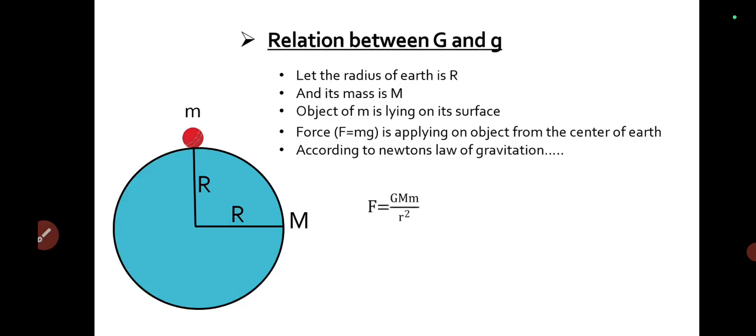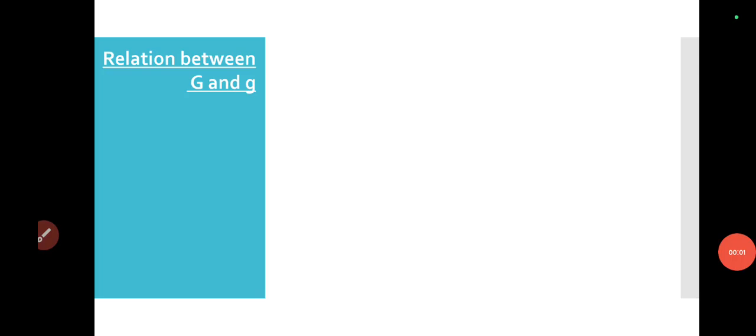So the formula of force is F equals G M m upon r square. But here small r is equal to capital R. So F equals G M m upon R square, which is the first equation. But F equals mg, which is the second equation. By comparing equation number 1 and equation number 2, we can write G M m upon R square equals mg.